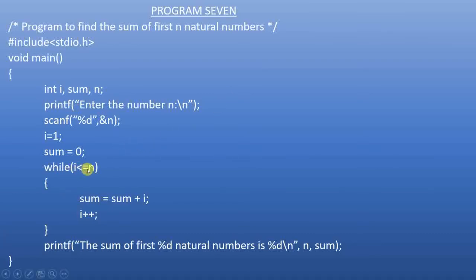So 1 less than or equal to 5. Yes, 1 is less than or equal to 5. The condition is true, so you enter inside the loop. And what is this? sum equal to sum plus I. How will this be evaluated?